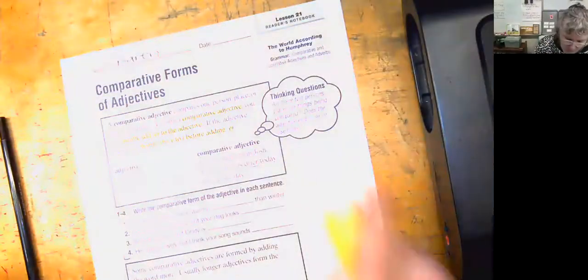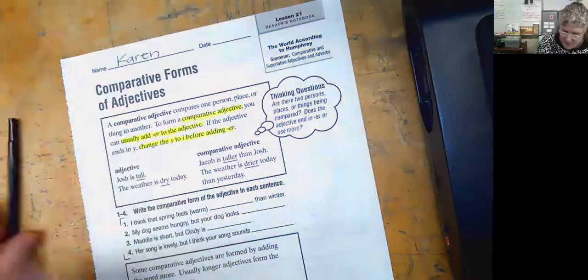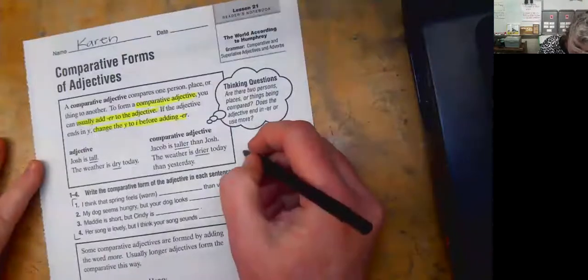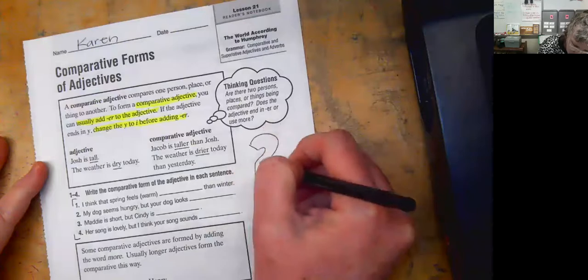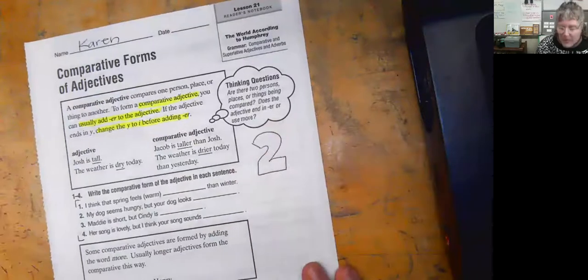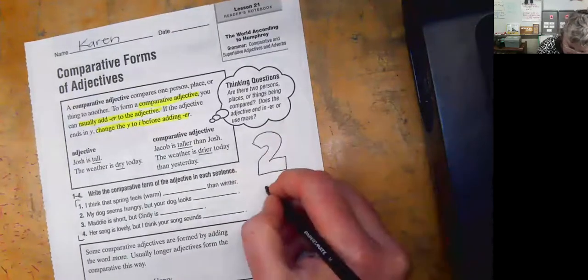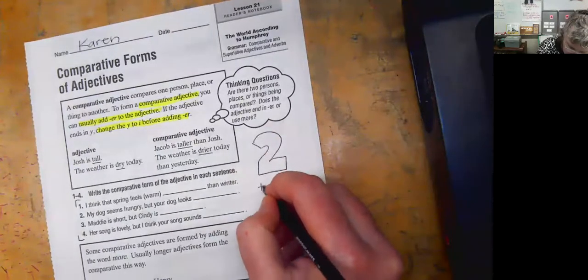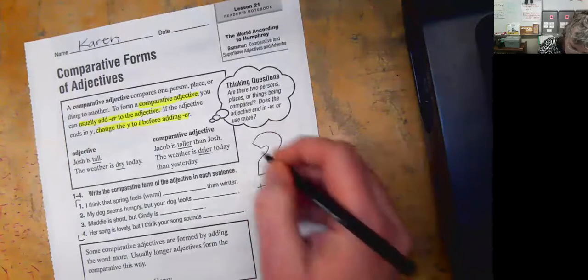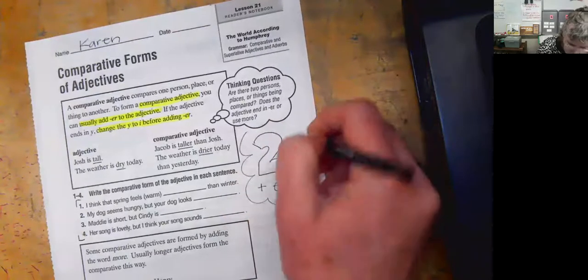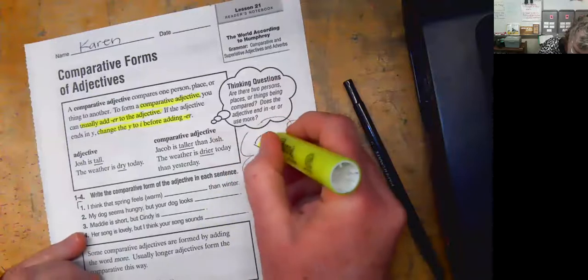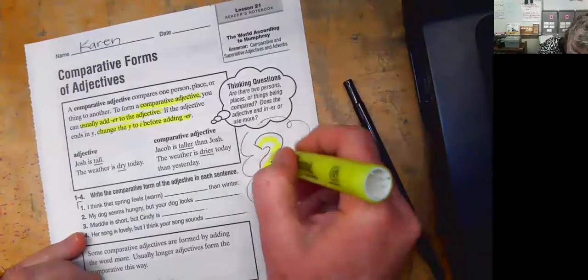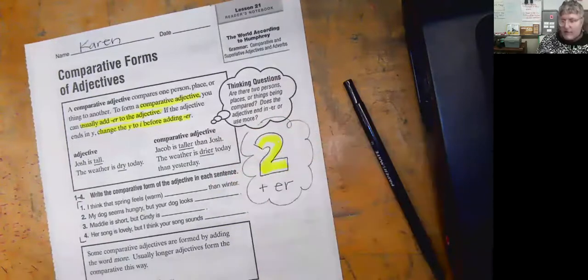So this is kind of how I like to remember it: if you're comparing two objects or things or people, I kind of remember it with a giant number 2. If you're comparing two things, then you're going to add ER, okay?